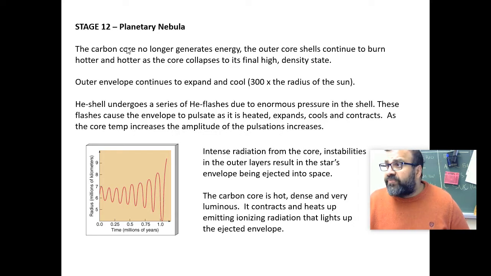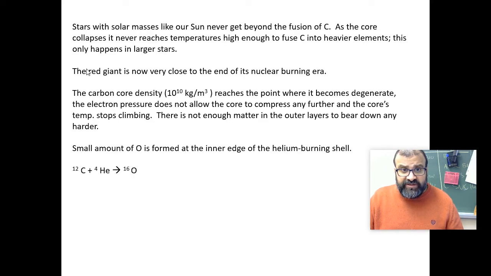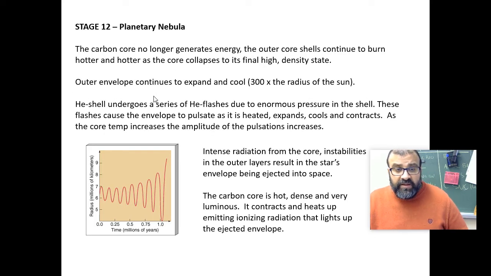So the carbon core is no longer generating energy. The outer shells continue to burn hotter and hotter as the core collapses to its final state, where it's compressed so far it can't go any further, like we mentioned here. It's compressed as far as it can. The outer envelope will continue to expand, okay? And as it expands, the outer envelope will keep cooling and cooling, and it's going to become huge. It's going to be 300 times the radius of our sun. It will just keep expanding and expanding and expanding.